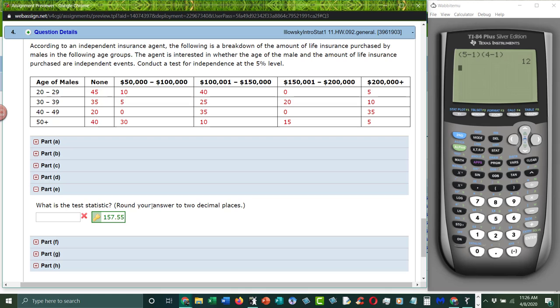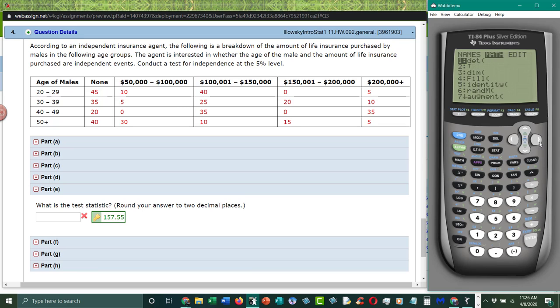Now, how do we get the test statistic? We have to use matrices. So we're still going to look to find the observed and the expected, but the expected is going to calculate itself. So we're going to go to second matrix, which is above the x to the negative 1 here. And I'm going to put in A, so I'm going to edit A.